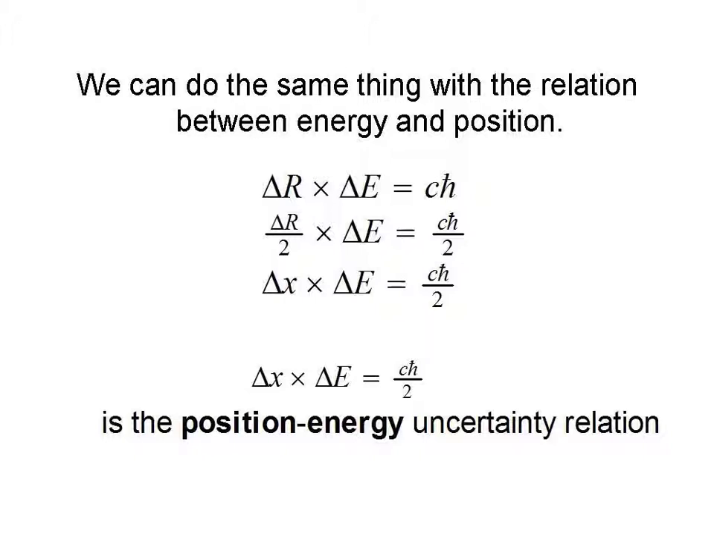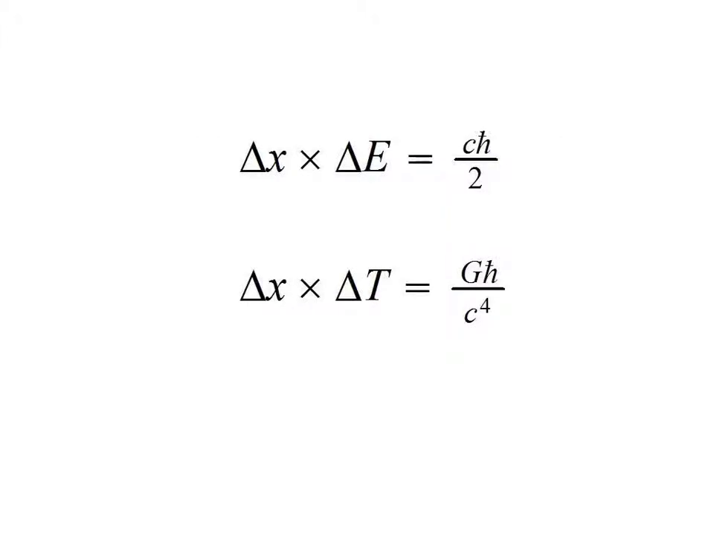We can do the same thing with the relation between energy and position. We know that delta r times delta E is equal to c times h bar. If we divide delta r by 2 on this side and c times h bar by 2 on that side, we find that we get delta x times delta E is equal to c times h bar over 2. This is our position, and therefore we can claim we have a position-energy uncertainty relation. Delta x times delta E is equal to c times h bar over 2. So rather easily, we just created two uncertainty relations, our position-energy and position-time relation.